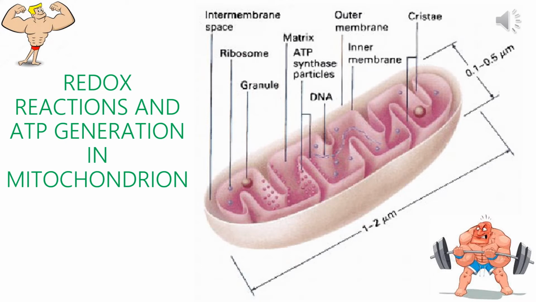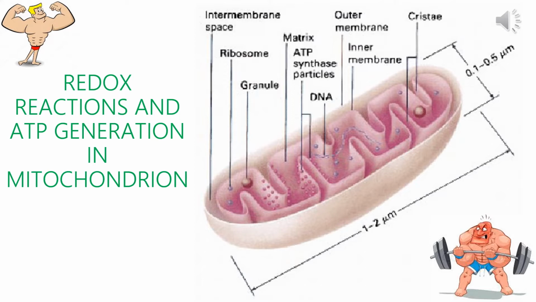Mitochondrion occupies a central position in the energetics of the cell. It is popularly known as the powerhouse of the cell because the ATP required for the various chemical reactions is generated inside this mitochondrion. This ATP is generated by substrate level phosphorylation and also by oxidative phosphorylation.